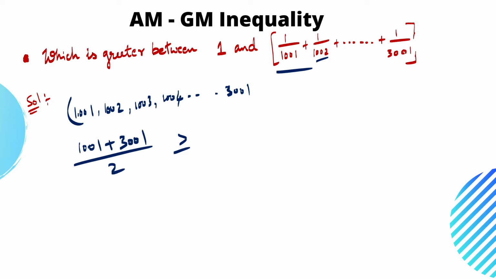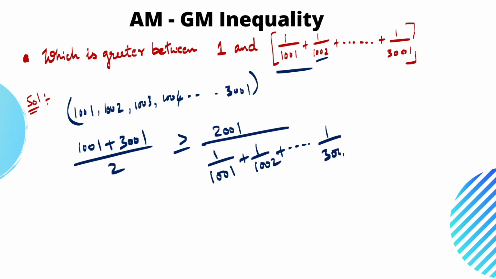So from 1001 to 3001, how many terms are there? There are 2000 plus 1, so it will be 2001 terms. So 2001 by the reciprocal of this, 1 by 1001 plus 1 by 1002, so on till 1 by 3001. But if we observe here, we are asked to find out the greater value. So there is no need of this equality sign. So we can ignore that equality sign.